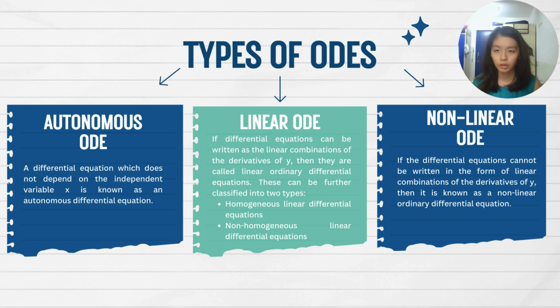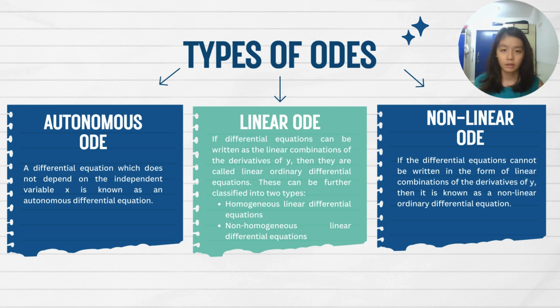A differential equation which does not depend on the independent variable x is known as an autonomous differential equation. As for the linear ODE, if a differential equation can be written as a linear combination of the derivatives of y, then it is called a linear ordinary differential equation. This can be further classified into two types: the homogeneous linear differential equation or the non-homogeneous linear differential equation. And that's what we will be discussing later.